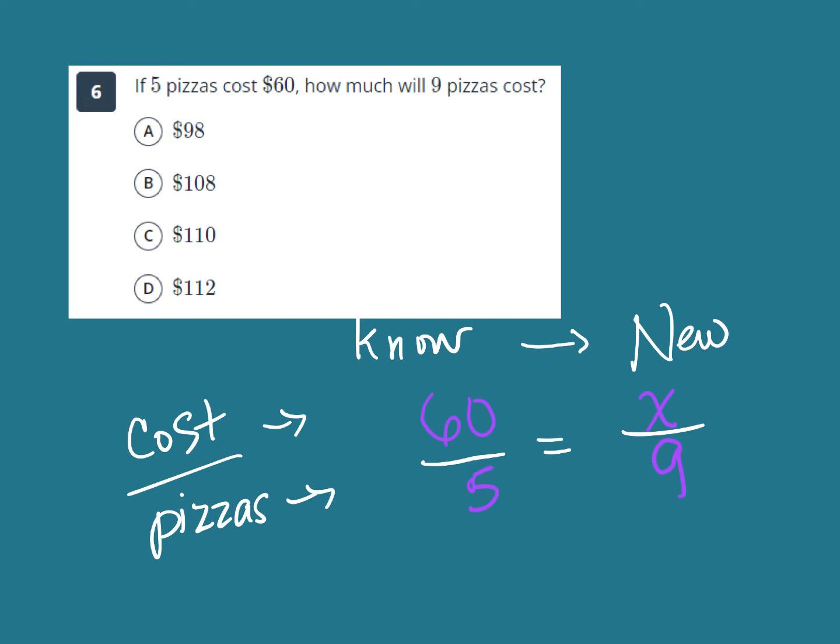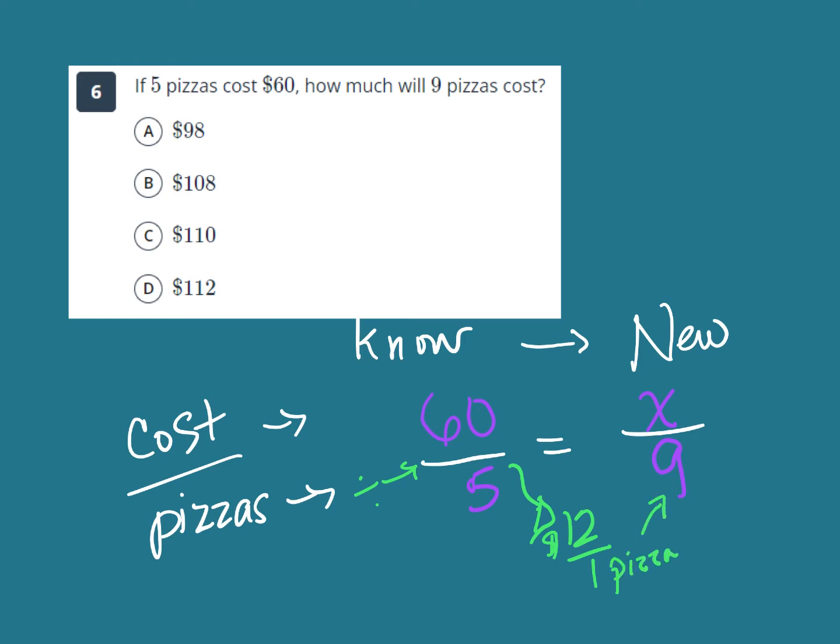So I've got a few different ways to do this, but I think there's a fairly obvious one right here, because this fraction bar is, of course, also a division bar, and hopefully you know that 60 divided by 5 is equal to 12. That, of course, is my unit rate, so it's $12 for 1 pizza.